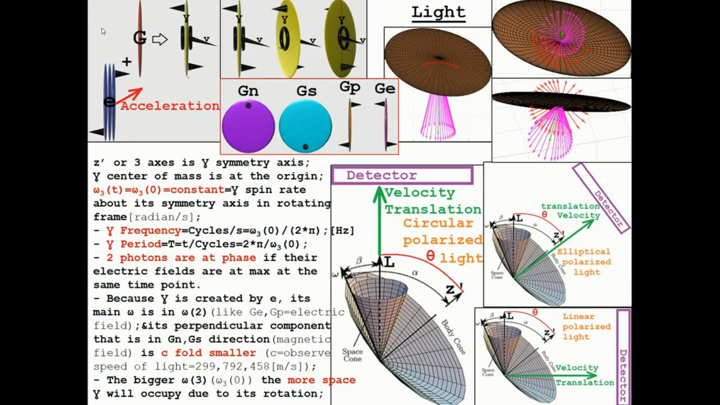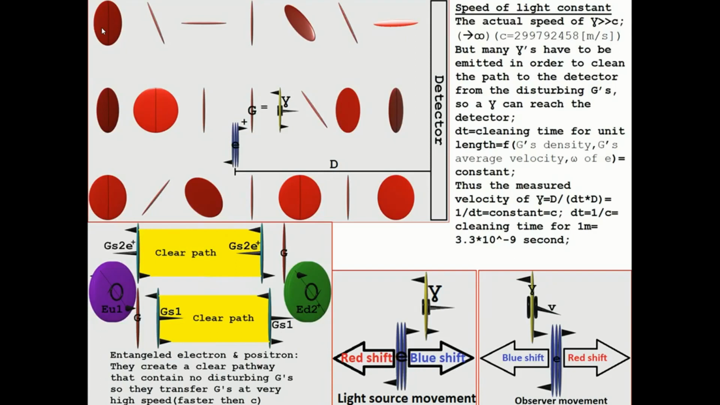The speed of light is constant regardless of the light source movement or the observer movement, because this is the measured speed of light. The actual speed of light is much higher than c. But many photons have to be emitted in order to clean the path to the detector from the disturbing g, so a photon can reach the detector. Because if the photon collides with g along the pathway to the detector, it will not reach the detector.